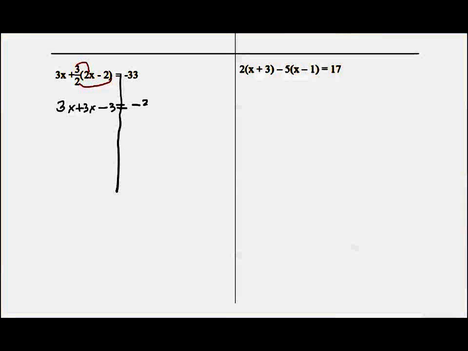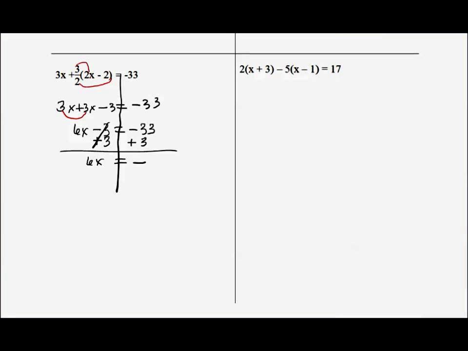equals a negative 33. Well, I see I have like terms here, so I'll combine my like terms. This will give me 6x minus 3 equals a negative 33. Well, in order to get rid of the minus 3, I want to add 3 to both sides. Bring down what I have left. That's 6x. 3's cancel out. Equals negative 33 plus 3 is negative 30.